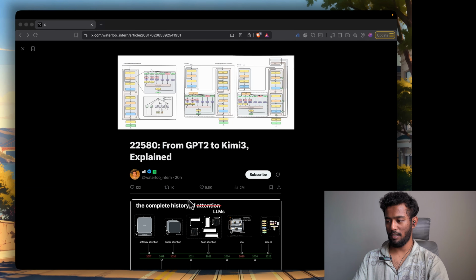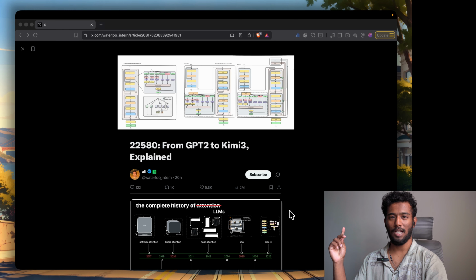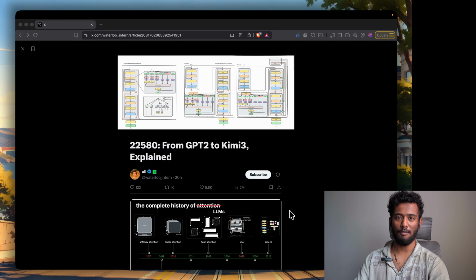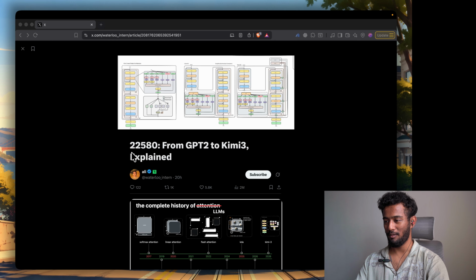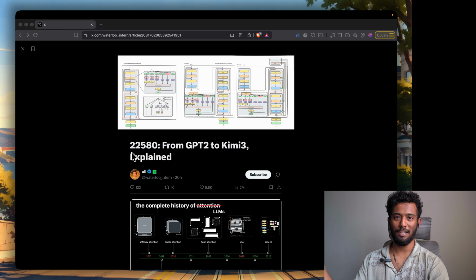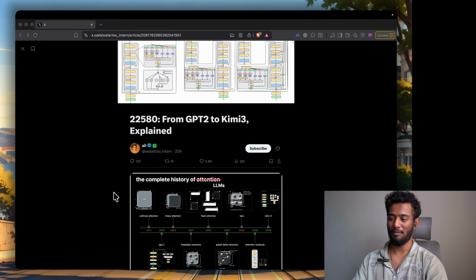So today we are going to read this blog. Let me move this to the side. I have been following this X account called What to Do Intern for a while now, and he just published an article called "22580: From GPT-2 to Kimi 3 Explained." I was really interested to see how far we have come in the LLM scaling phase. The scaling laws have held pretty well. So I wanted to see this visualization and figure out how far we have come.